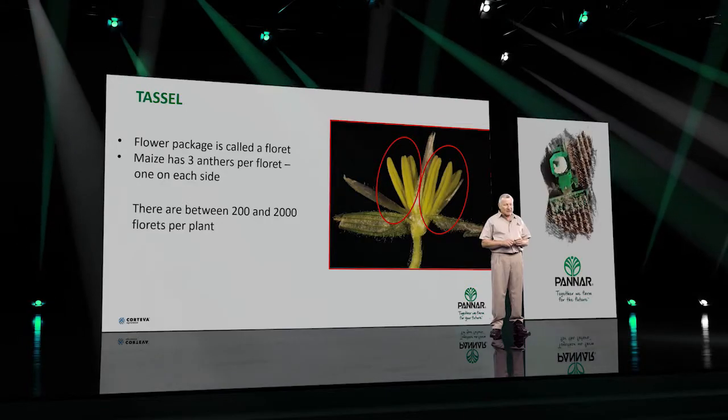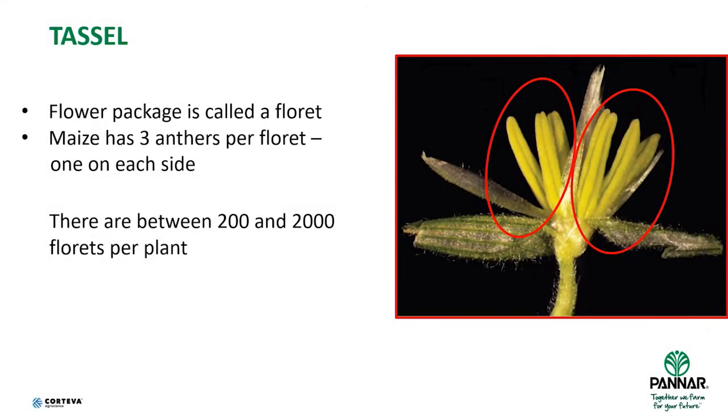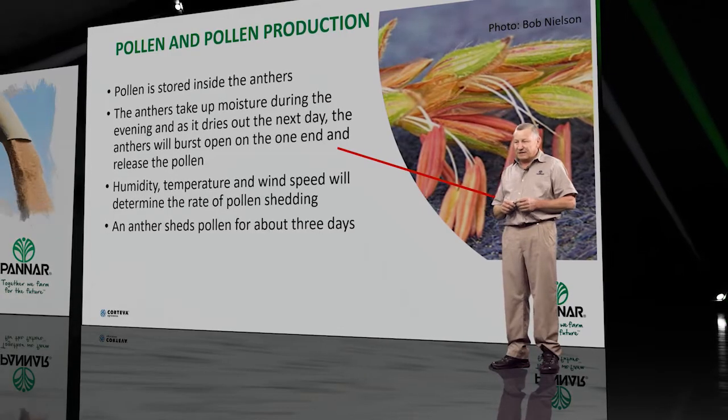Right, inside the tassel, if you look closely, you will find basically flower packages. We call it a floret, and inside that floret are the anthers, and as the anthers ripen, the filaments will push them to the outside, where the pollination takes place. There are anything between 200 and 2,000 florets on a maize plant. So you can see the amount of anthers there and the amount of pollen inside. It's plentiful.